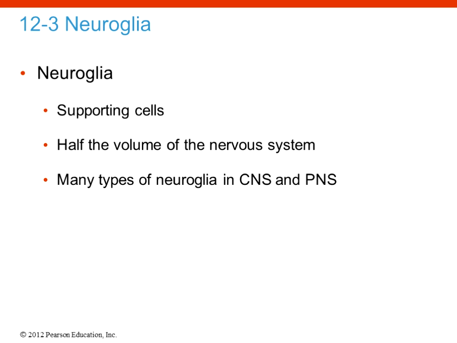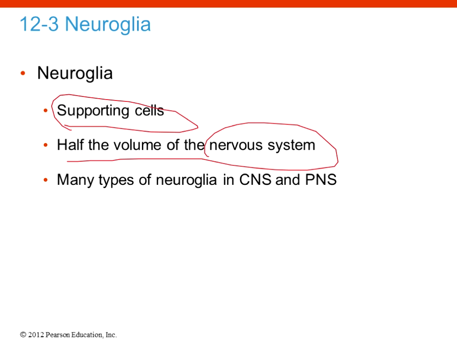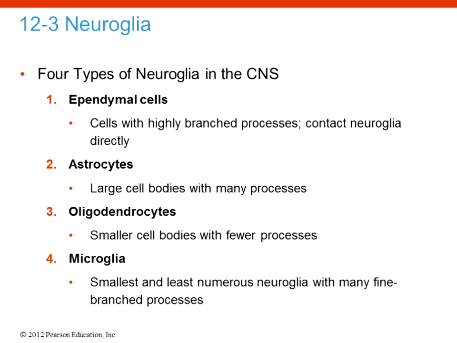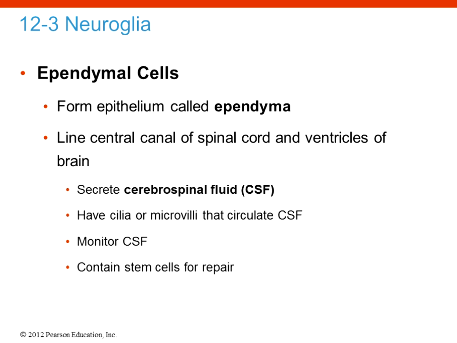Neuroglia play a really important role in protecting and supporting these neurons so they can worry about only one thing, and that is sending messages. So these supporting cells are really important from that standpoint. They're half the volume of the nervous system, and there are many different types that we're going to talk about. There are 4 in the central nervous system we want to look at, and there are 2 in the peripheral nervous system. The 4 types of glial cells in the central nervous system are ependymal cells, astrocytes, oligodendrocytes, and microglia.